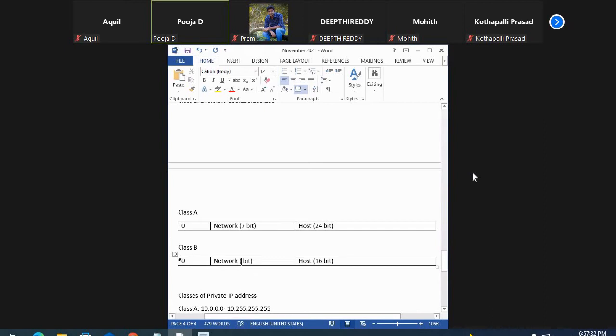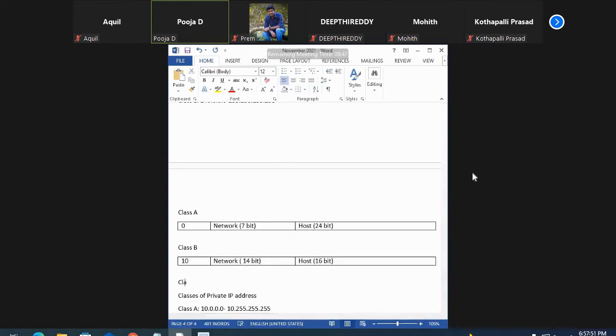But here it increases by 2 bits. Leading bits are 2 bits, and network bits will be 14. So it becomes 16 bits, and this is 16 bits, total 32 bits in class B.